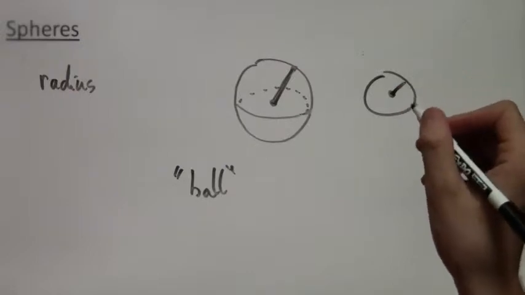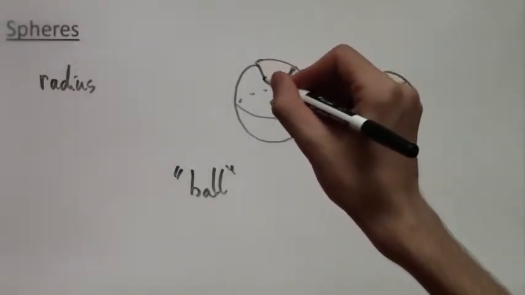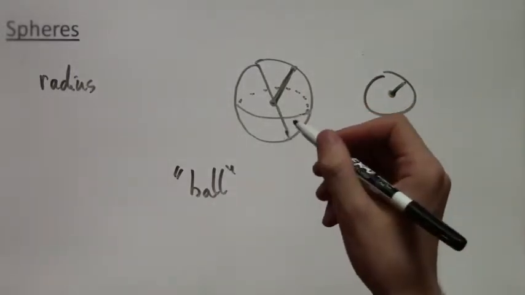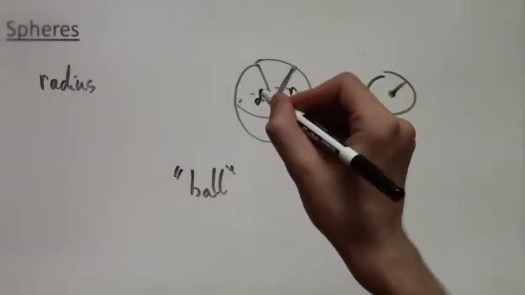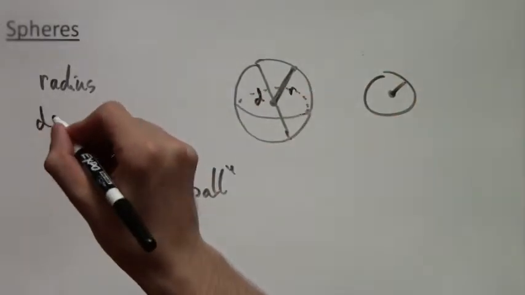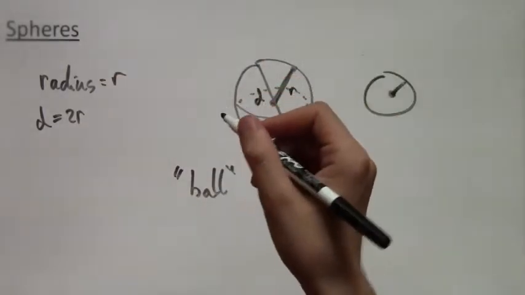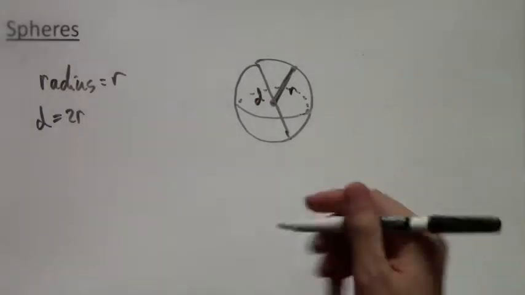Circles also have a radius, and it's defined the same way. Just spheres are three-dimensional and circles are two-dimensional. So next, there's also the diameter. Just like the circle, the diameter is the longest distance across the sphere, and it is also equal to 2 times the radius. And we abbreviate these with d and r, just like with a circle.